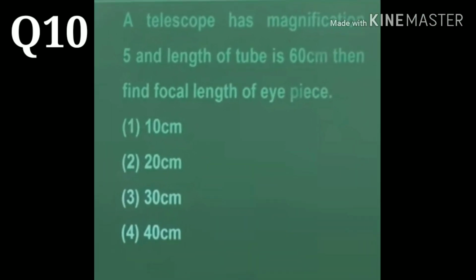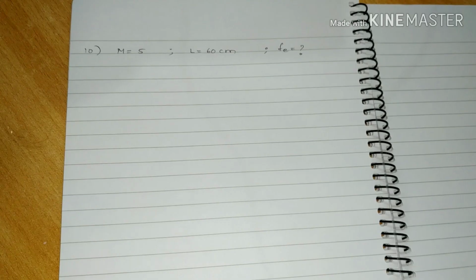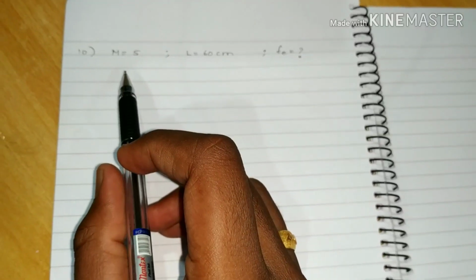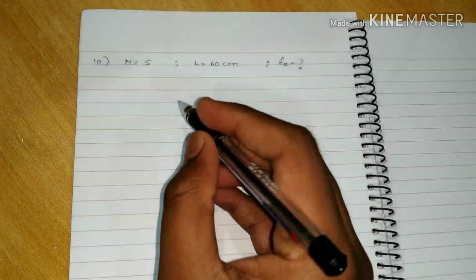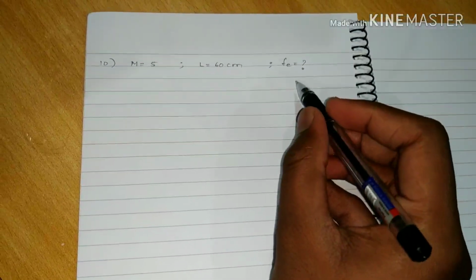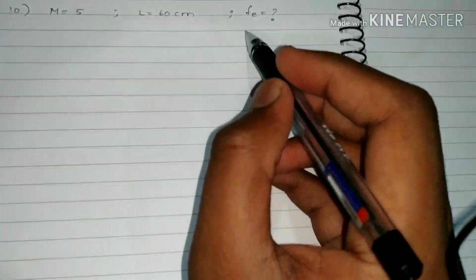10th question and last question of this video. A telescope has a magnification of 5 and length of tube is 60 centimeter. Then find the focal length of the eyepiece. This is a very simple question. Let's see how the solution works. This is the data of the question. They have given magnification as 5. They have given the length of the tube, that is the telescope, as 60, and we are supposed to find the focal length of the eyepiece.